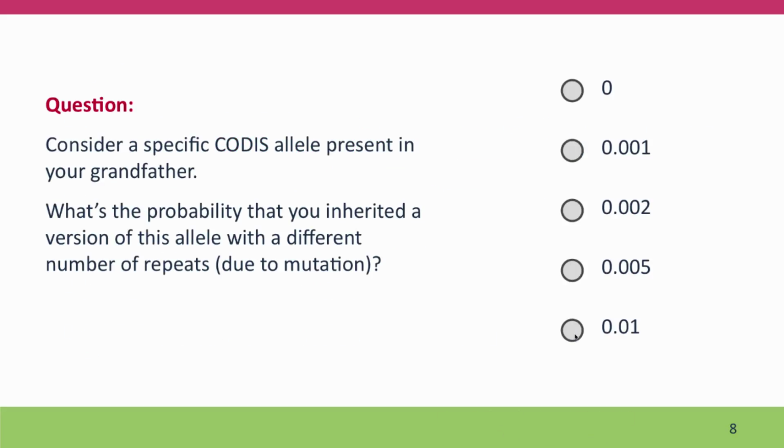So here's a question. Think about a particular CODIS allele that was present in your grandfather. What's the probability that the allele that you inherited from your father, from your grandfather, has a different number of repeats because of mutation?